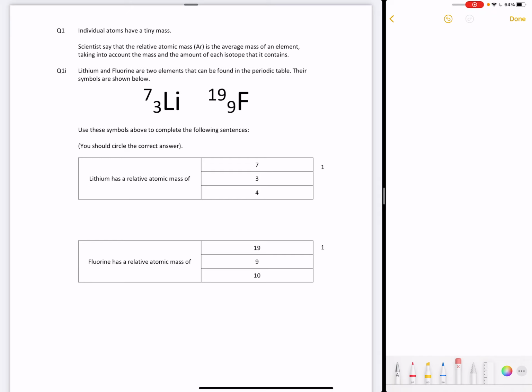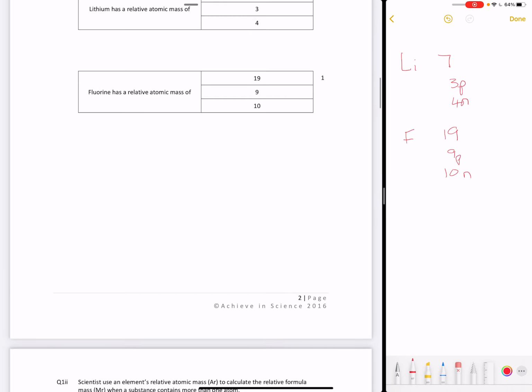Okay, what you should have found was the answer to lithium is 7, because that's made up of 3 protons and 4 neutrons. And the answer to fluorine is 19, and that's made up of 9 protons and 10 neutrons. So that's straightforward, 2 marks.